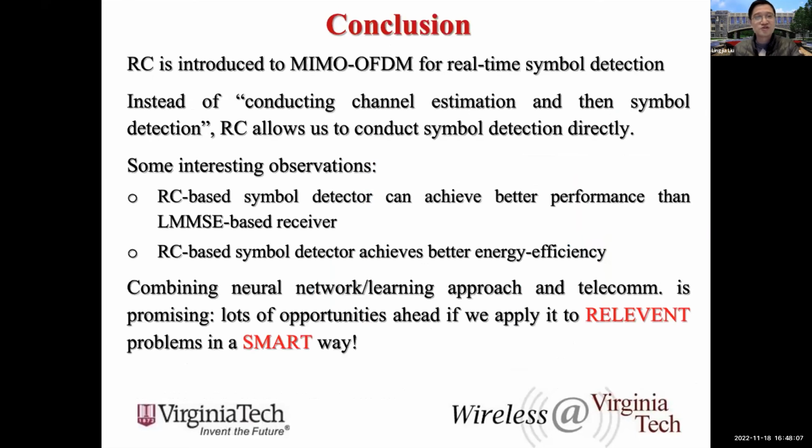All right, so this is the conclusion. We introduced reservoir computing into MIMO-OFDM systems for real-time symbol detection. And instead of doing a two-step approach, we can do it one time and also enable online and real-time machine learning. And there are some interesting observations. We see that the neural network-based approach can even beat the MMSE-based approach in both the linear region and the nonlinear region. And we are able to show that RC-based symbol detection can achieve better efficiency. So we are seeing that this is a very good way to apply machine learning even to physical and MAC layer systems and to have gains.